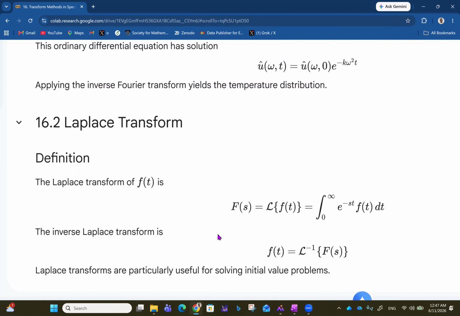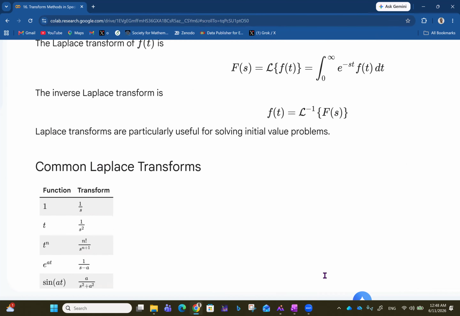And the inverse Laplace transform is f of t, which is L inverse, the Laplacian inverse of F of s here. So that way we take it back to the time domain, to the original domain, so to speak. Laplace transforms are particularly useful for solving initial value problems. I have a playlist on Laplace transform in case you want to understand that in some depth.